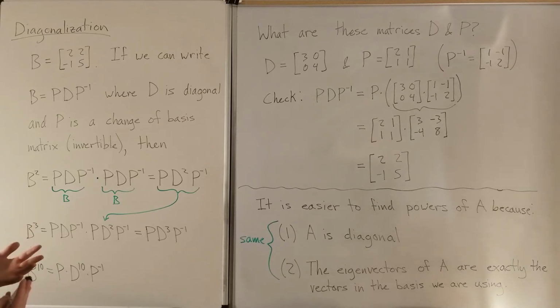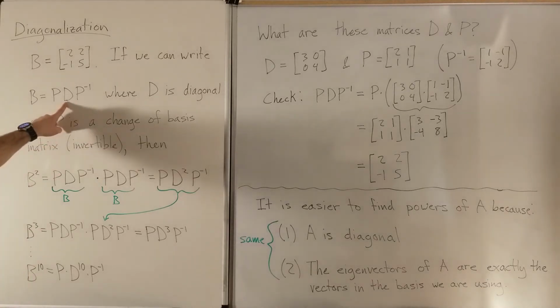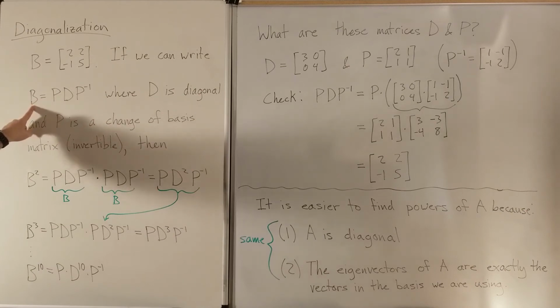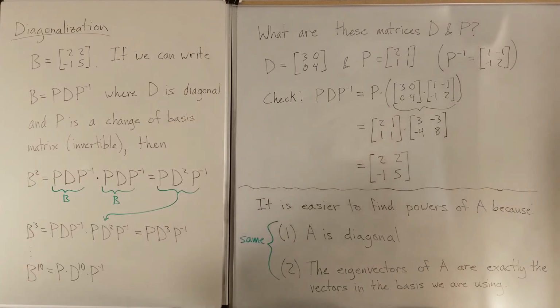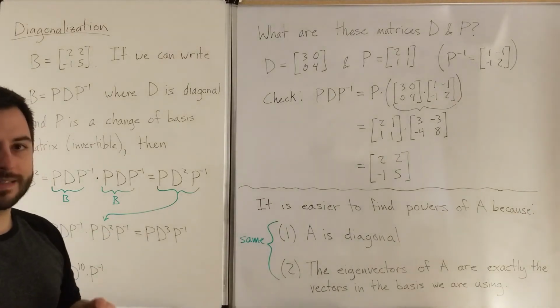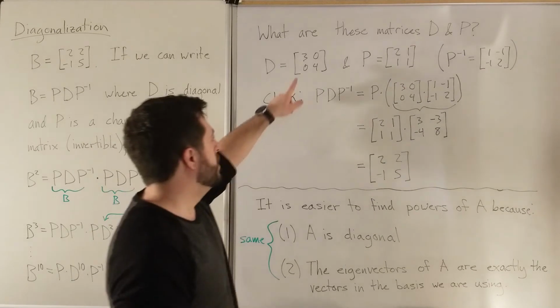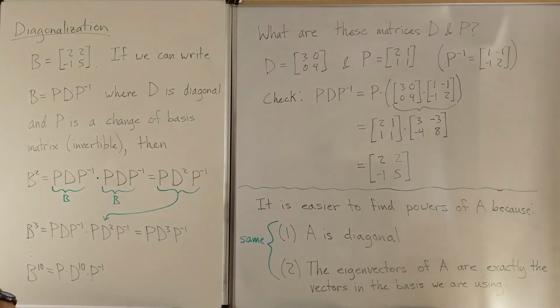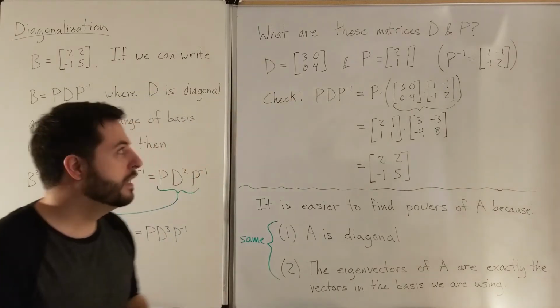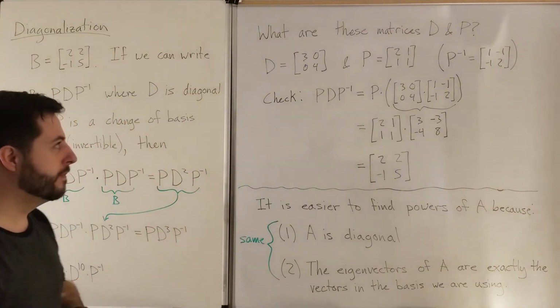So 3 and 4 are eigenvalues of D, but notice that D is similar to B, right? B is equal to P D P inverse. That's exactly what it means to be similar. So B and D are similar, and any two similar matrices have the exact same eigenvalues. So 3 and 4 are also the eigenvalues of B. So if I wanted to find D, I could just find the eigenvalues of B, list them along the diagonal, and that's it. That's D.